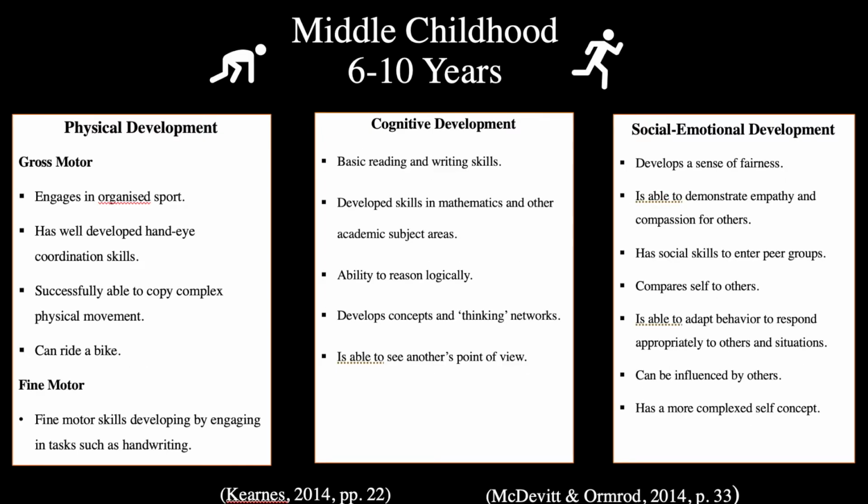During middle childhood, children develop upon their gross motor skills by engaging in organized sport, which also aids the development of hand-eye coordination. Their fine motor ability also develops further as they begin to engage in tasks such as writing. Cognitively, a child acquires basic reading skills and develops skills in mathematics as well as other academic areas.